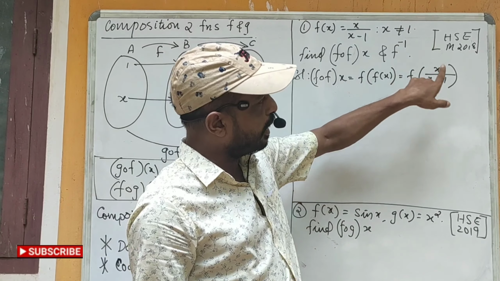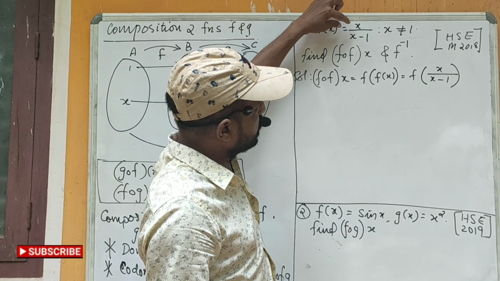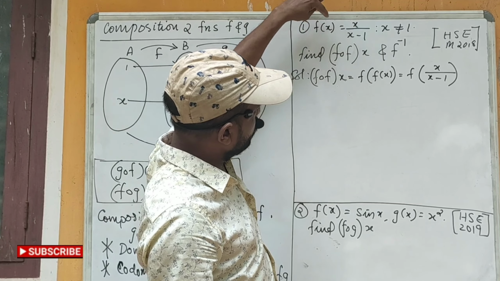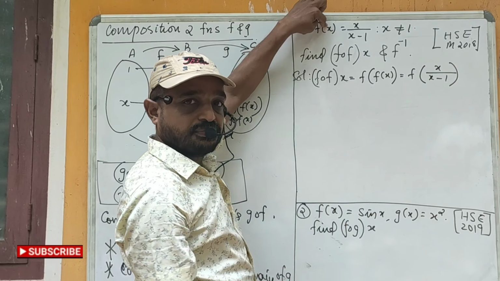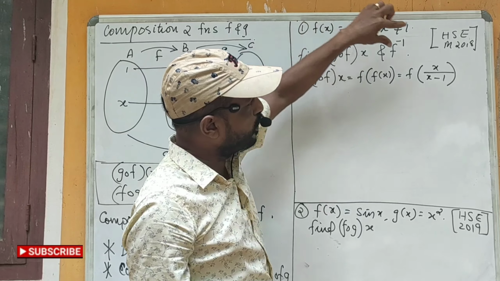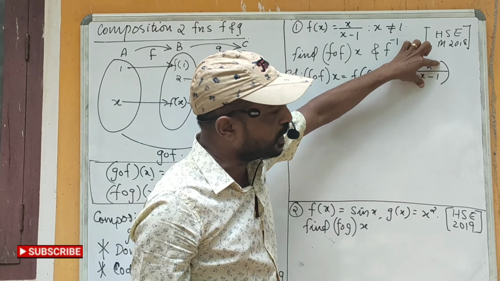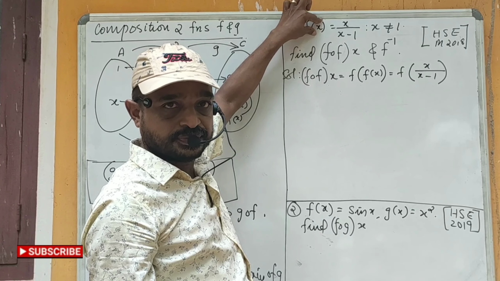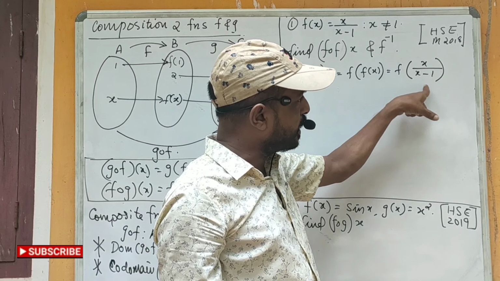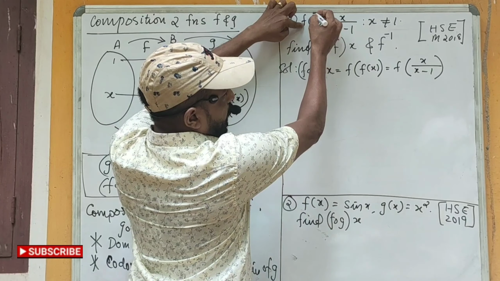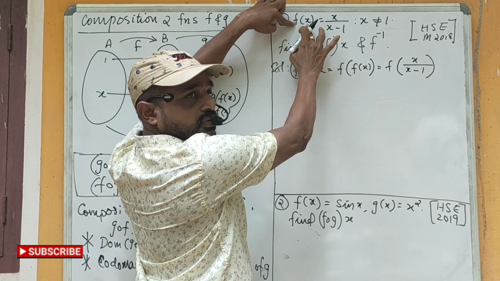See, how will you find out f of x by x minus 1? What is f of x? F of x is equal to x by x minus 1. So how will you calculate f of x by x minus 1? F of x by x minus 1 is obtained by substituting x by x minus 1 for x. That means in the place of x, you will have to write x by x minus 1.